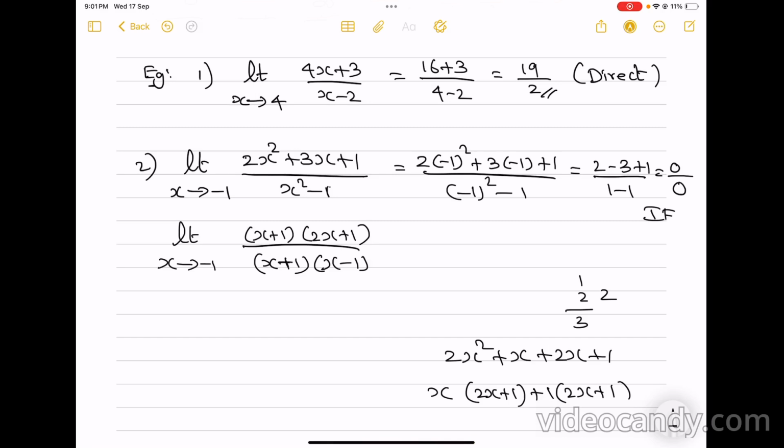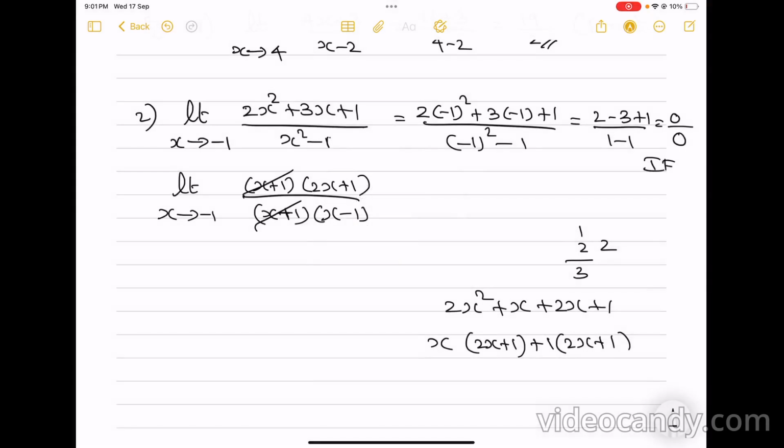Now here x plus 1 and x plus 1 get cancelled. Now substitute your minus 1. It will become 2 into minus 1 plus 1 divided by minus 1 minus 1. That is minus 2 plus 1 by minus 2. The answer is 1 by 2. So now you are getting the answer. It is not going to indeterminate form. By doing the factorization, some of the terms get eliminated, so when you substitute minus 1, you will directly get the answer.